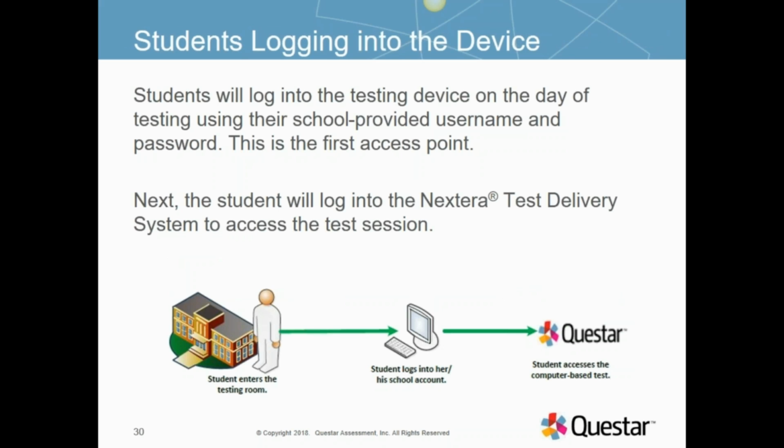So in talking about the student experience, students will log into their testing device on the day of testing using their school-provided username and password first. So that's the first access point. You actually need to get into the device. Every school is set up a little differently, so maybe you don't have passwords to get into your devices. But that is the first access point. Next, the student will log into Nextera Test Delivery.